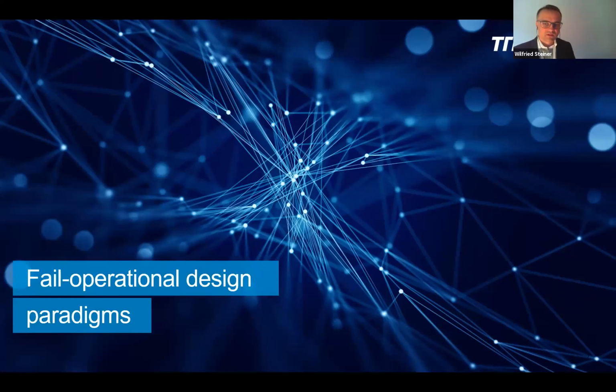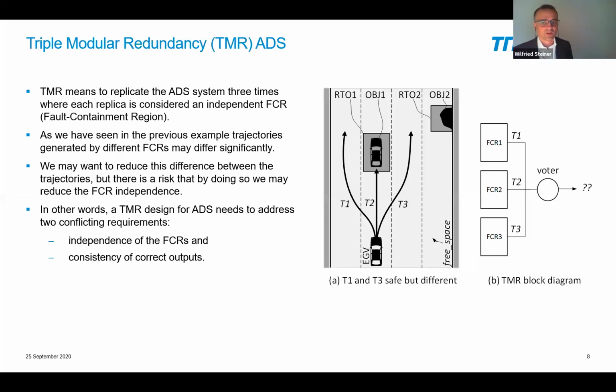So the aerospace industry and space industry have been named just before, and they actually deal with this kind of problem since, I don't know, probably 60 years. And two very paramount design choices, or design paradigms, that are known from these industries are TMR, triple modular redundancy, and the check and monitor approach, which I'll come to in the next slide. But let's start with the TMR approach.